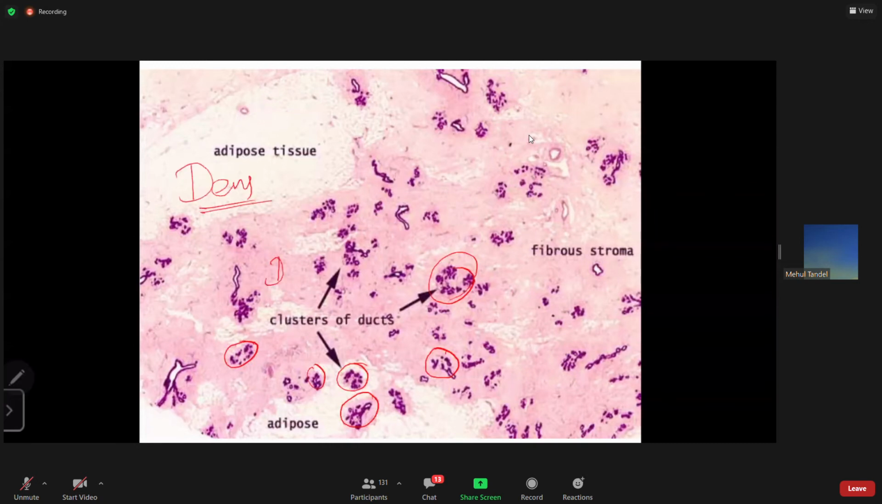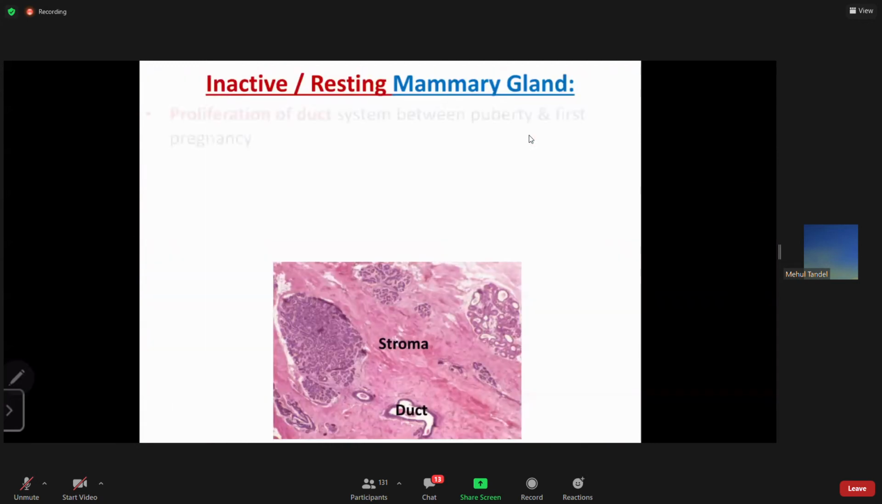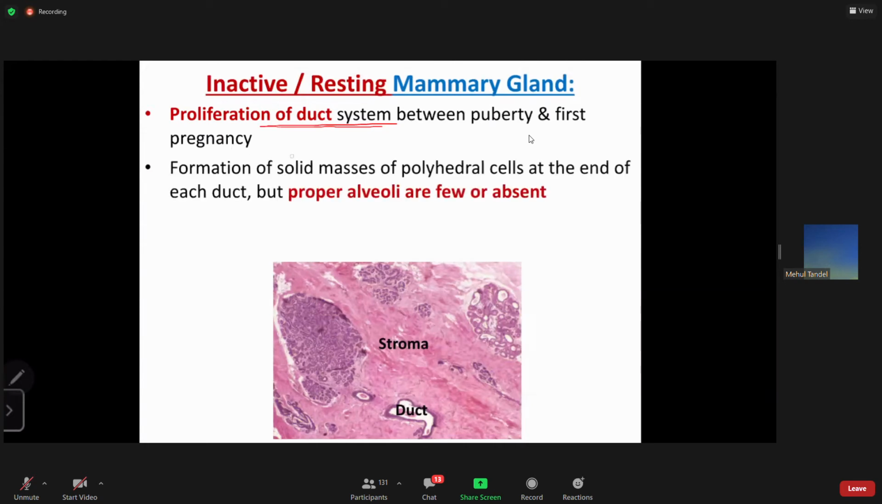Okay. Second is the inactive or resting mammary gland. It will start from the period, mainly. It is present only in females, starting from puberty. From puberty to the onset of the first pregnancy, this is the stage of the inactive or resting mammary gland. What happens is proliferation of the duct system between puberty and first pregnancy. And there is a formation of solid mass of polyhedral cells at the end of each duct. Okay, solid mass of polyhedral cells at the end of each duct, but proper alveoli are very few or absent.